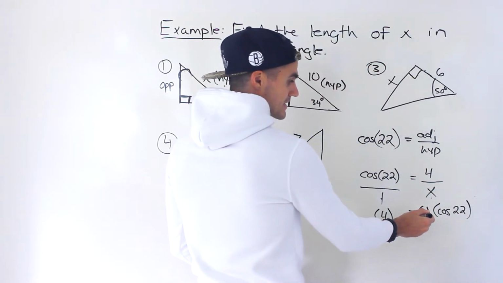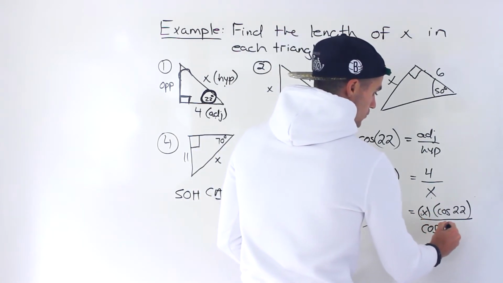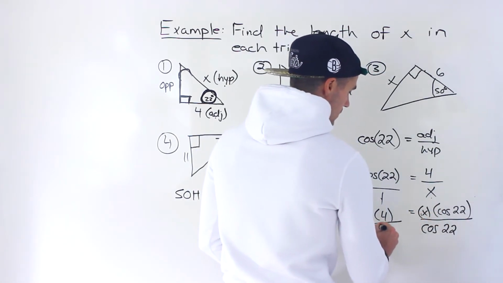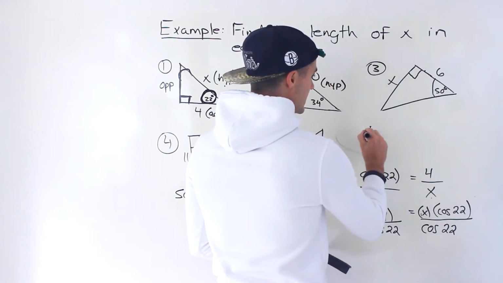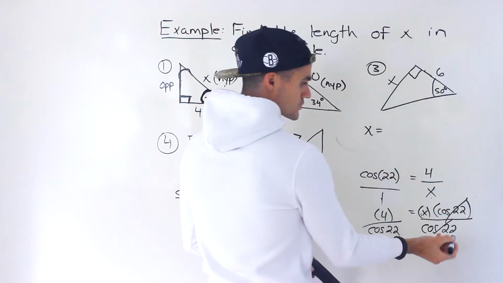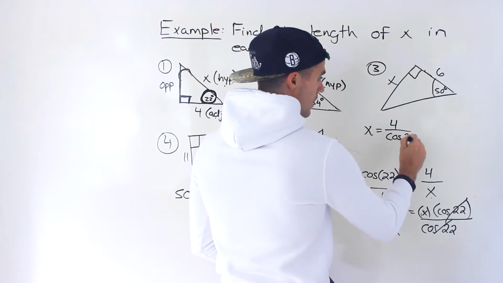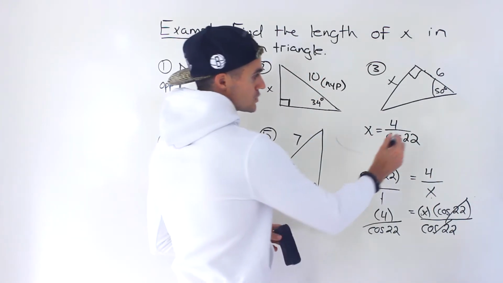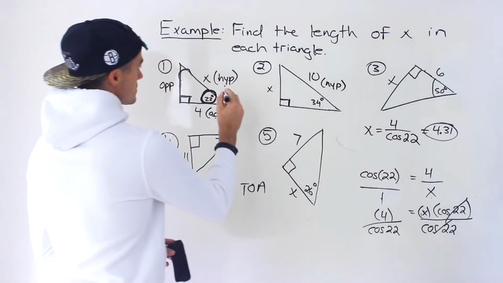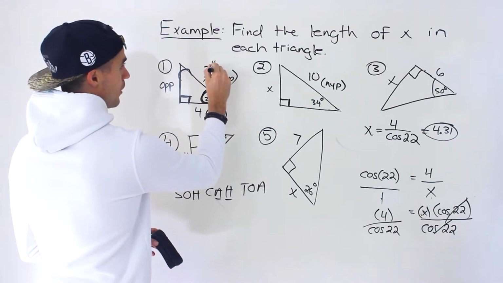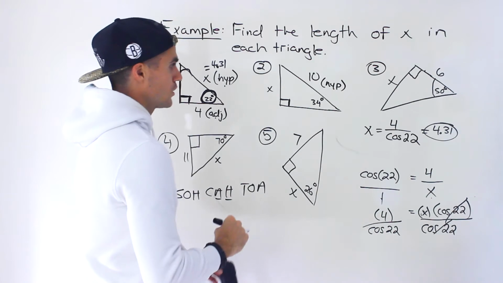If we want to isolate x, we divide both sides by what's attached to the x, which is the cos 22. Those would cancel out, x would be isolated, and it's going to equal 4 over cos of 22. When you do that calculation, you end up with 4.31. So that would be the answer over here. The length of this hypotenuse would be 4.31, and we got it with the cos ratio.